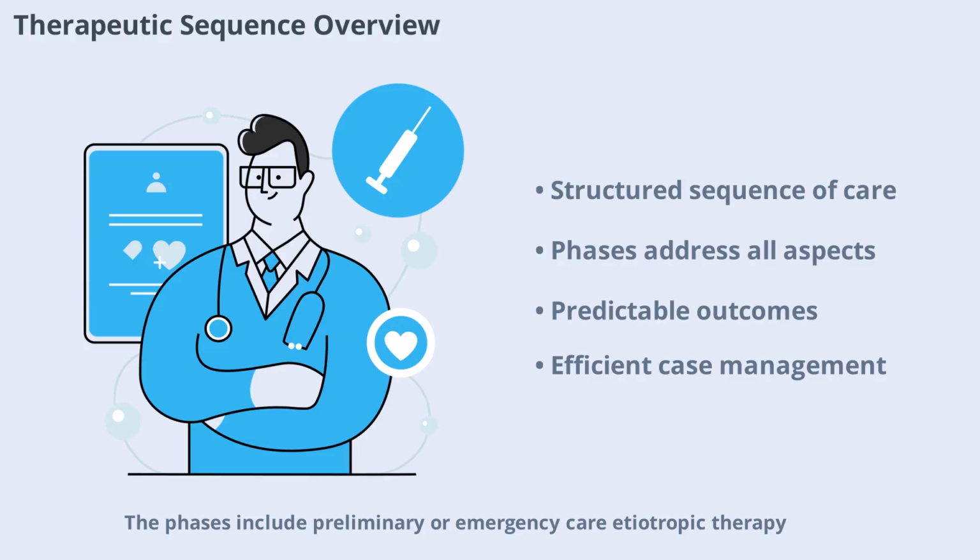The phases include preliminary or emergency care, etiologic therapy, surgical interventions, restorative procedures, and ongoing maintenance. Understanding this sequence is crucial for both clinicians and patients, as it lays the foundation for achieving and sustaining periodontal health. Now, let's delve into each phase and explore their unique roles in the treatment process.